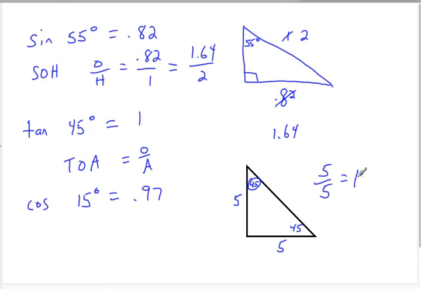And so for cosine, same thing. It's the ratio of the adjacent, sorry, over hypotenuse, and that is always going to be 0.97.